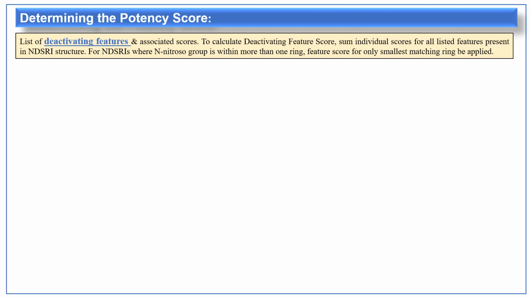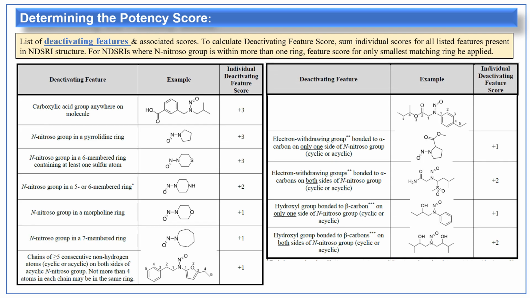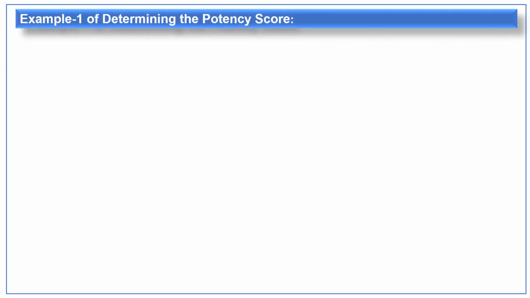Similarly, a list of deactivating features has been provided, and whenever these deactivating features are present in the nitrosamine drug substance related impurities, a specific individual deactivating feature score is given. For example, a carboxylic acid group anywhere in the molecule will have a score of +3, and a nitroso group in the pyridine ring will have a score of +3, etc. So during the determination of the potency score, the team has to determine the presence of these structures, either deactivating or activating, and if they are present in the molecule, give the specific rating and consider that accordingly.